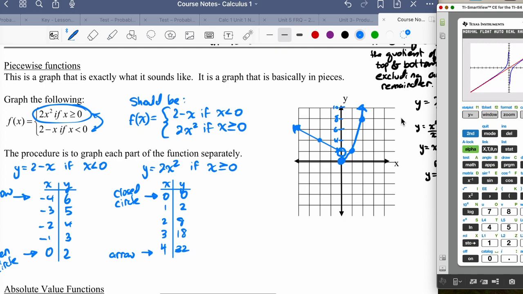Just never, every teacher has their nitpicks, and mine is plotting points outside of the grid. So don't plot points outside of the grid. The line is fine, but don't plot a point and be like, oh, this is about 18 up here. Like, no, just don't do that.